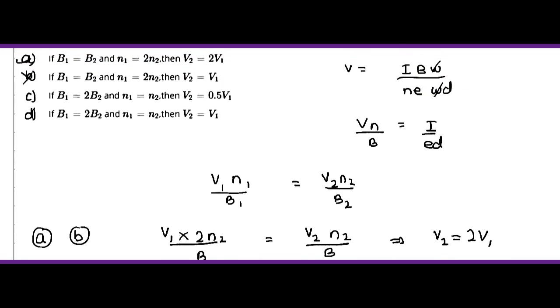Now if we check the options, V2 equals 0.5 of V1. So we can say that C would be the correct option and D would be wrong. So the correct options are A and C. Hope you understood the solution.